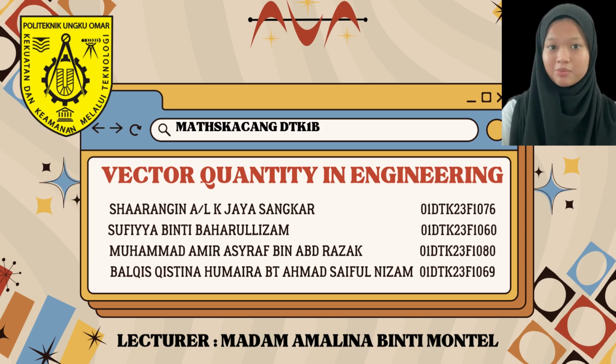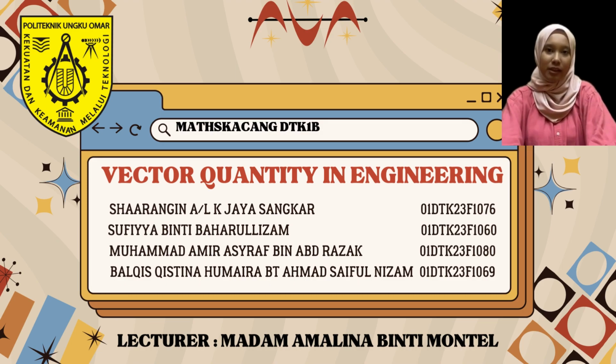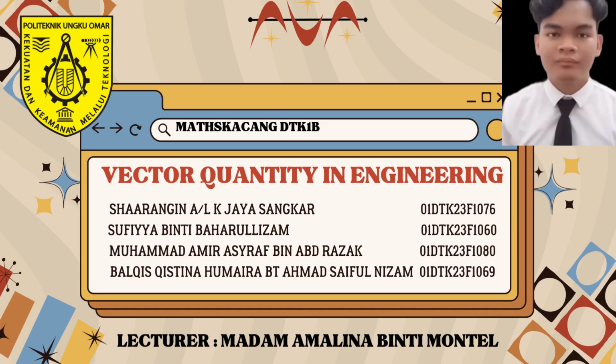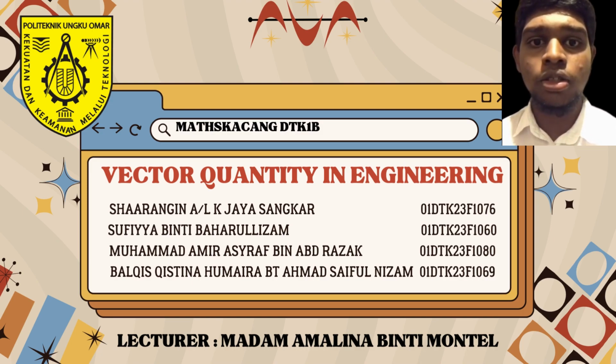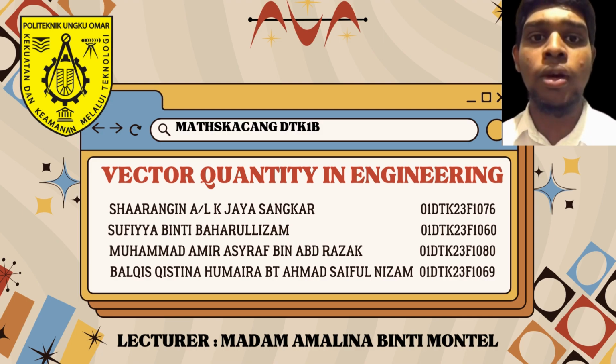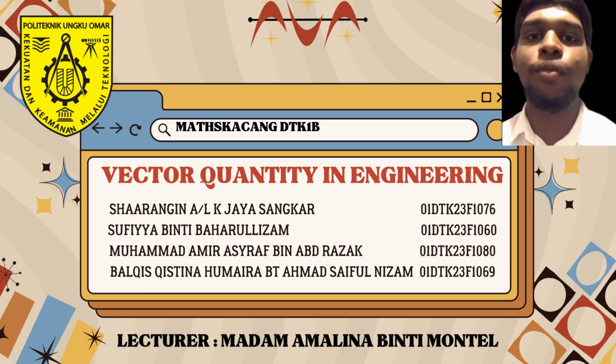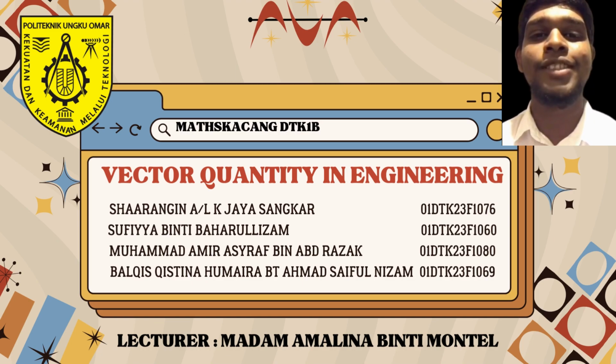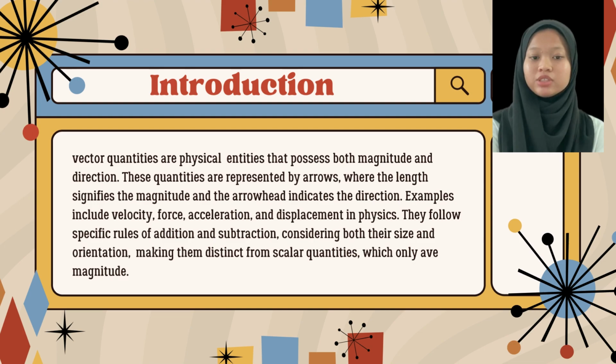My name is Sufiyya binti Baharullizam and my matrix number is 01DTK23F1060. Hi, I'm Balqis. My matrix number is 01DTK23F1059. Hello, my name is Madam Amalina. My matrix number is 01DTK23F1080. Shaarangin Jayshankar. So my matrix number is 01DTK23F1076. So I'm going to start with our presentation.